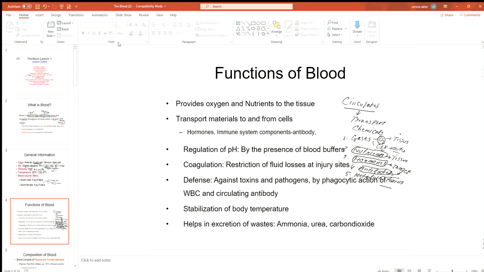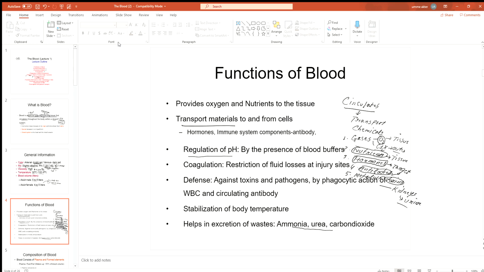Metabolic toxic chemicals like ammonia, urea, these chemicals should be excreted, should be taken to the kidneys by the blood, and kidneys through the urine will excrete these to the outside, right? So you see that blood transports so many chemicals from one location or one place to another. That is the transport of chemicals.